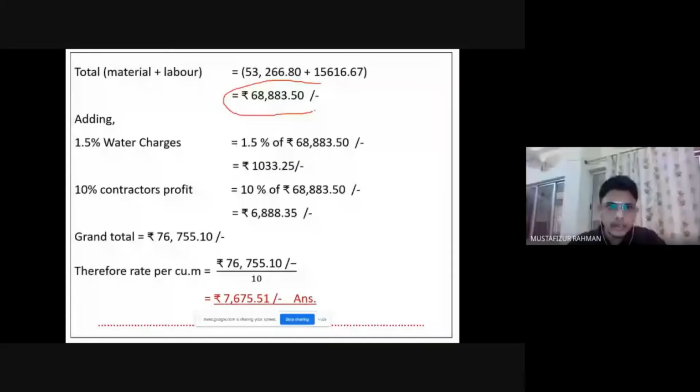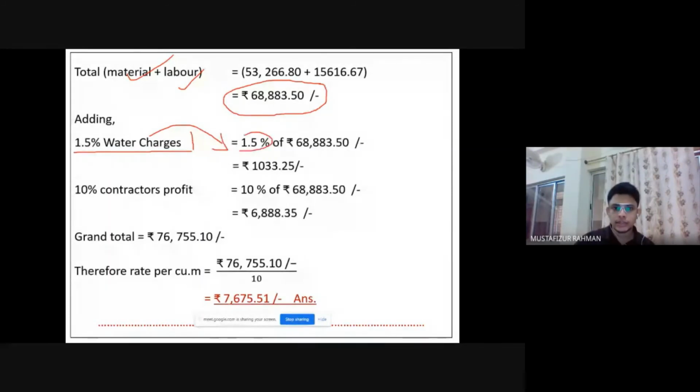This is the total cost of material and labor. Then we have to add a water charge. If the water that we are using in our project is charged by the municipality, then we will have to add some percentage of water charge. Okay, 1.5 percent of the total cost of material and labor.